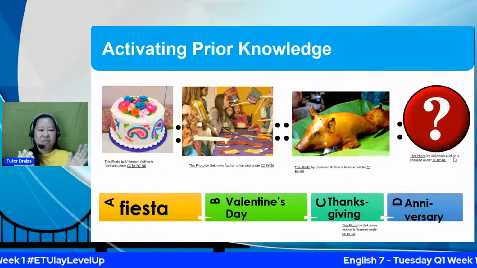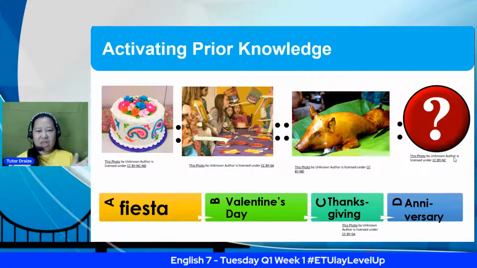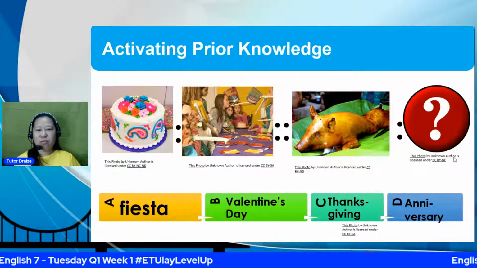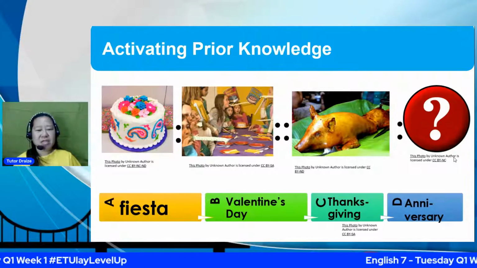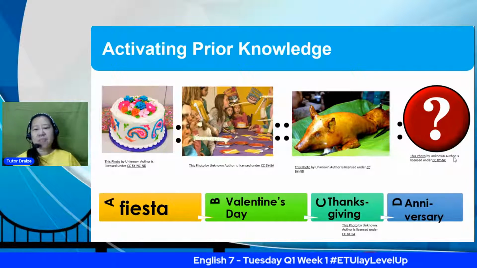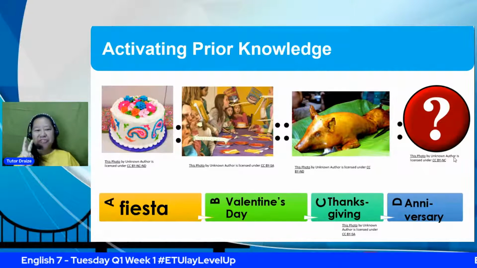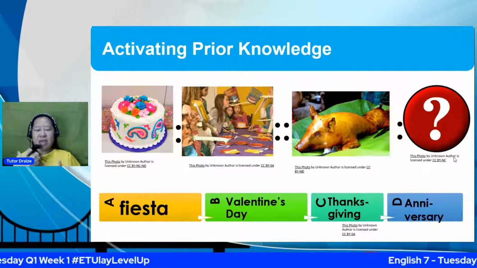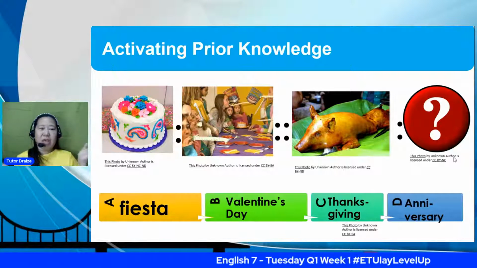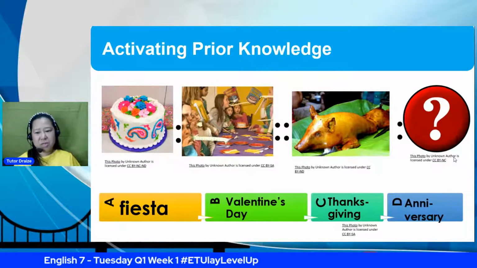Okay, so you have there the cake, you have their picture there, then you have there the very yummy lechon. What would be the question mark about? Or what would it be for? Is it A, fiesta, B, Valentine's Day, C, Thanksgiving, or D, anniversary? What is your answer for number two? The answer should be A, B, C, or D, and then you just have to write the number, of course.